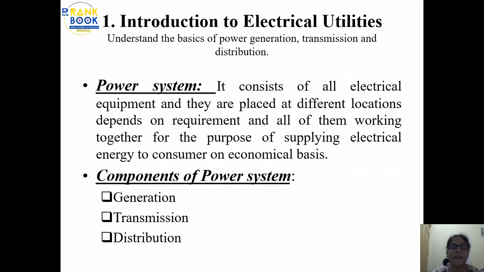So let us understand what a power system is and what the components of a power system are. Here, a power system consists of all electrical equipment placed at different locations, depending on requirement, and all of them work together for the purpose of supplying electrical energy, especially to consumers, on an economical basis. So that is what a power system is. And the basic components of a power system are generation, transmission and distribution.